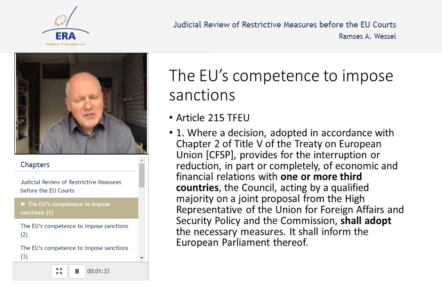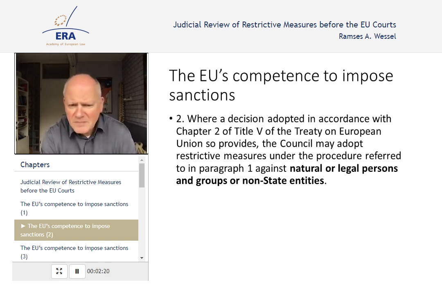So how does this work? Just to lay it out very clearly for you, you have indeed a CFSP decision, and in that CFSP decision, mention is being made of the need for an interruption or reduction of economic and financial relations with other countries. So interesting to note that the article says that the council shall adopt, right? So there's an obligation for the council actually to do that, shall adopt the necessary measures. It shall inform the European Parliament, but there's this obligation to do that. And this is the very first part. So this is about one or more third countries. If you continue reading this article, you see that it's also possible to have restrictive measures against natural and legal persons. And that is, of course, also something that we've been discussing this morning as well.